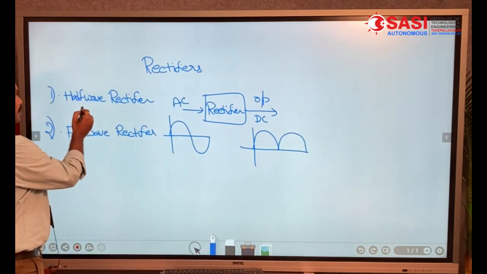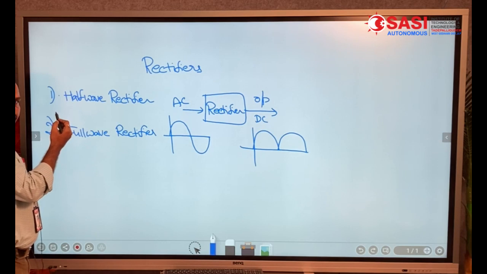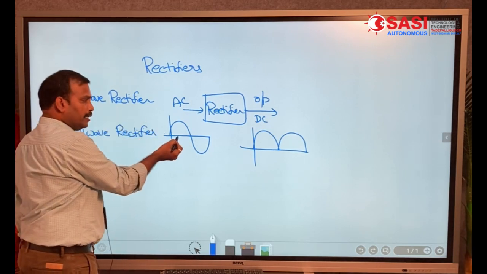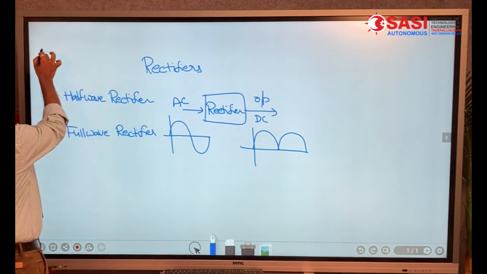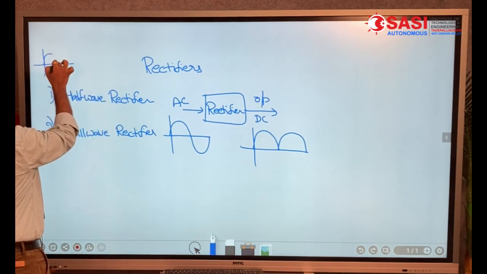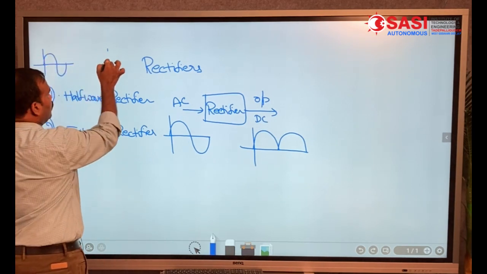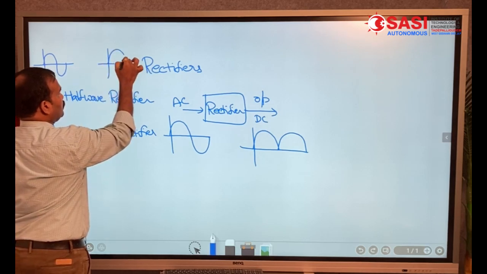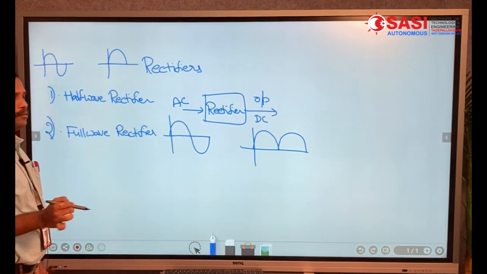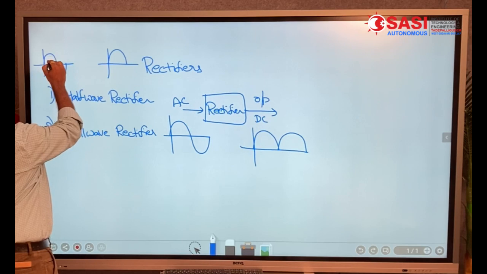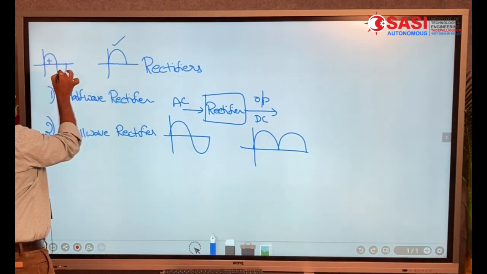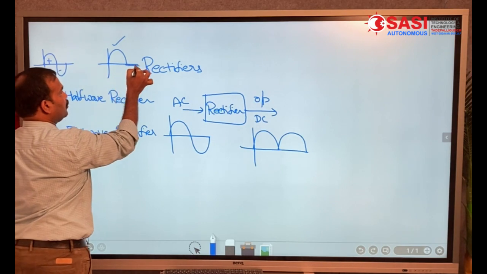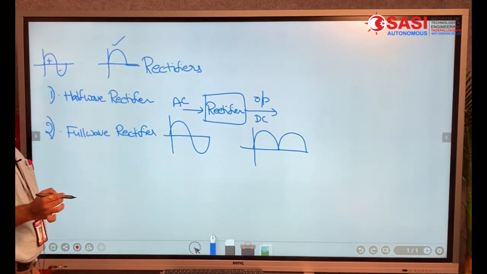Now the half-wave rectifier converts half of the AC input signal into DC signal. That means for the half-wave rectifier, if you give this signal as an input, for the positive half cycle of the input we are getting the output. For the negative half cycle of the input there is no output.